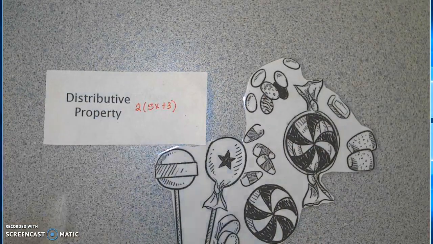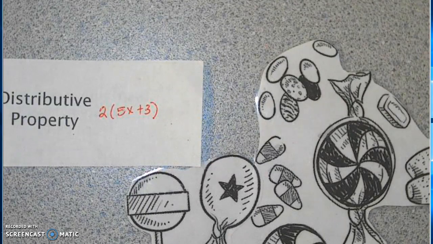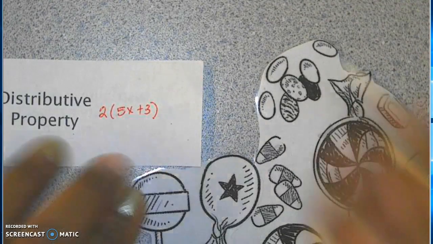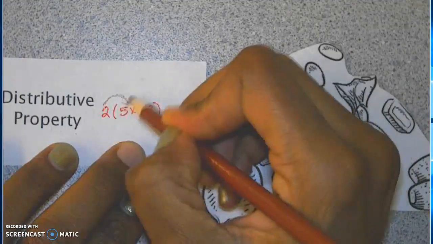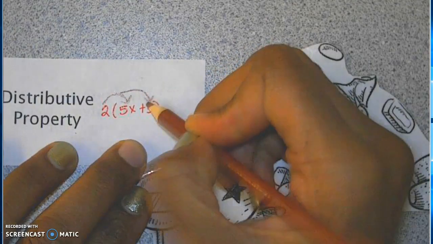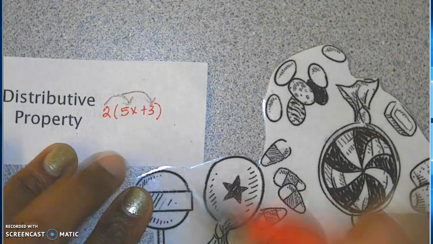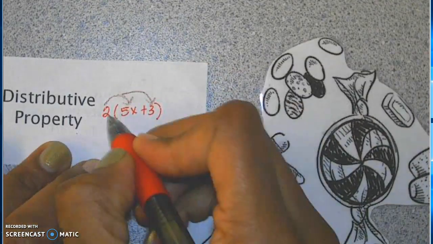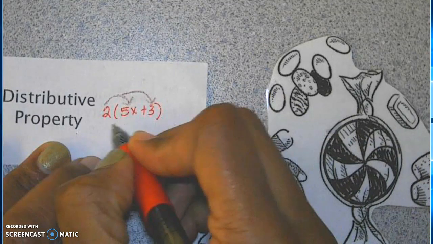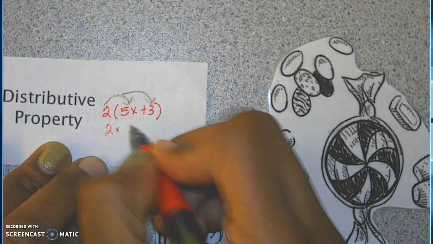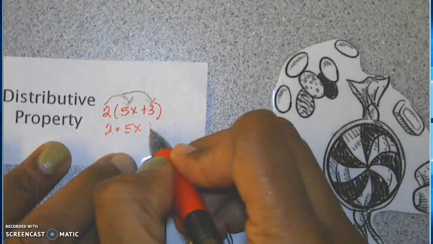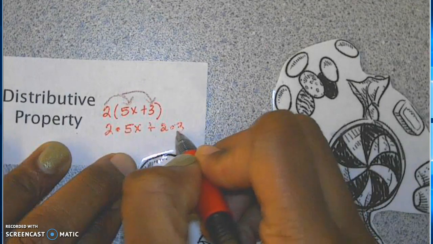And when I say everyone gets some, everybody in parentheses is going to be in contact with this 2 on the outside. And again, a number next to parentheses means you're going to multiply. So I'm going to take this 2 and distribute it. Give it out. Distribute means to give out. So it becomes 2 times 5x plus 2 times 3.